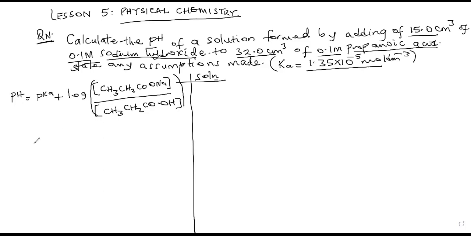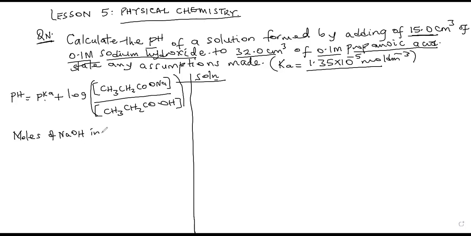Now, we have Ka so far, so we can substitute here negative logarithm of Ka to get pKa, but we don't have the concentration of the salt, right? We don't have the concentration of the salt, and also for the acid, we have to work on it. Now, members, for this question, they added 15 cubic centimeters of 0.1 molar sodium hydroxide, meaning that we need to get moles of sodium hydroxide in that volume.